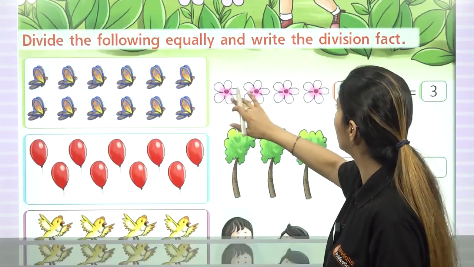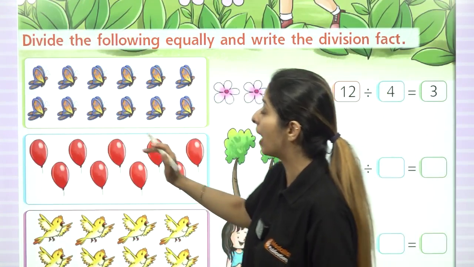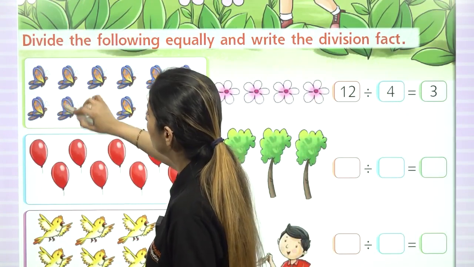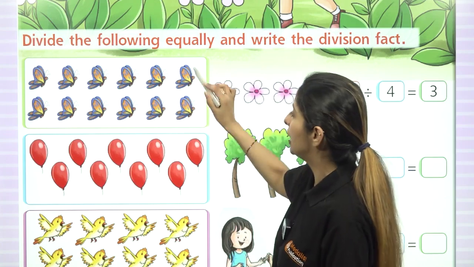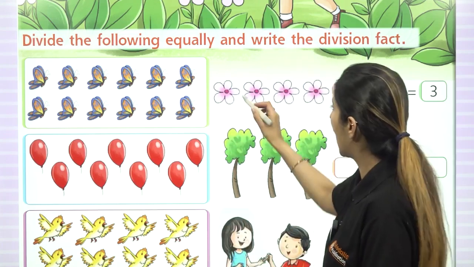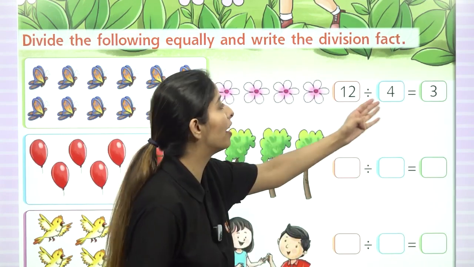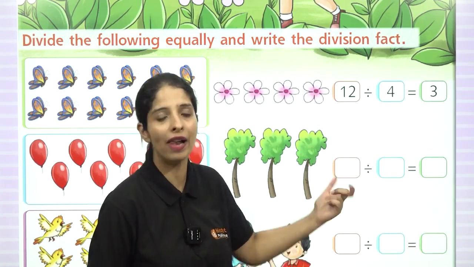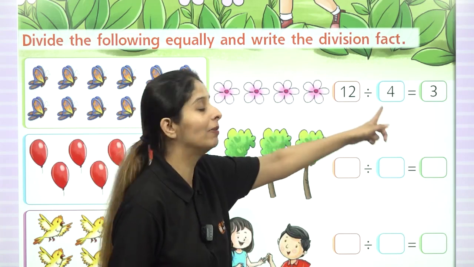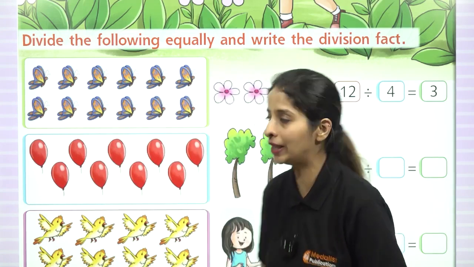Divide the following equally and write the division fact. So there are 1, 2, 3, 4, 5, 6, 7, 8, 9, 10, 11, 12 butterflies and 1, 2, 3, 4 flowers. So 12 divided by 4, which is, 4 3s are 12. So 12 divided by 4 will be equal to 3.